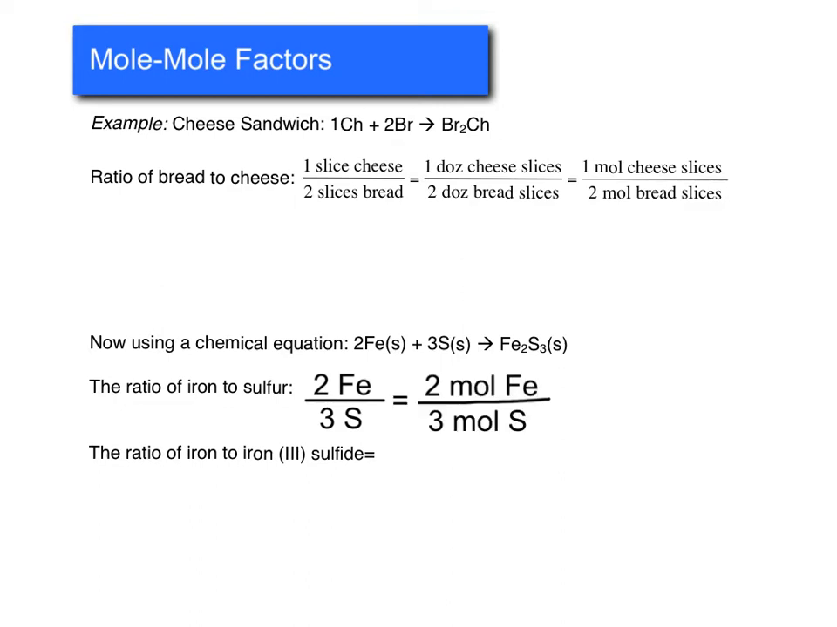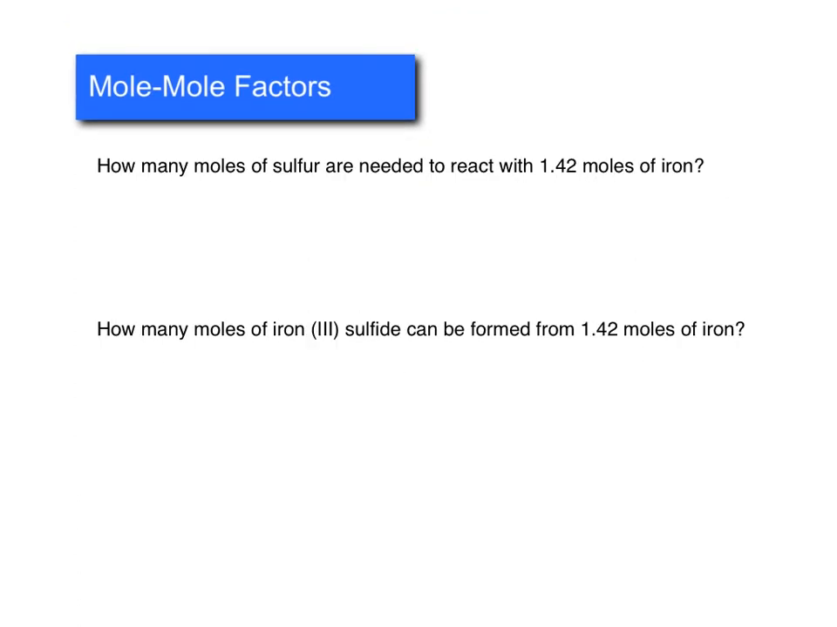Those two things can be written as a ratio, either with iron on the top or on the bottom. It doesn't matter. And we can do the same thing for how much iron we use to get a particular amount of product. So for every 2 irons that we use up, we get 1 formula unit of iron sulfide. Now we can take these mole factors and use them in chemistry problems.